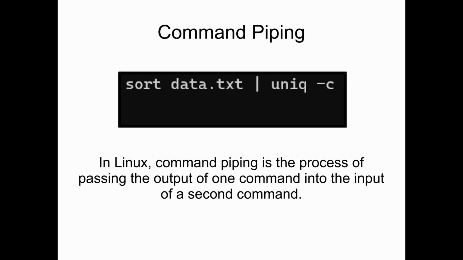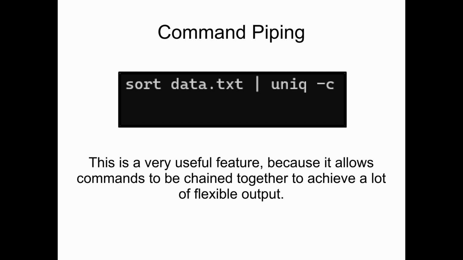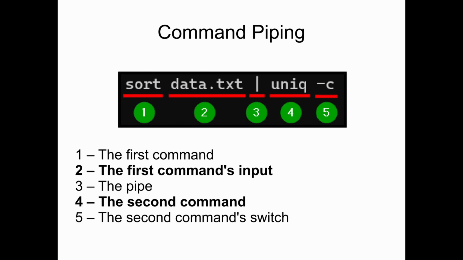In Linux, command piping is the process of passing the output of one command into the input of a second command. This is a very useful feature because it allows commands to be chained together to achieve a lot of flexible output. This is one of the commands we'll be using to solve this level. It includes command piping from the sort command into the Uniq command.